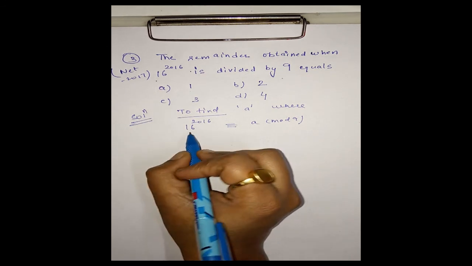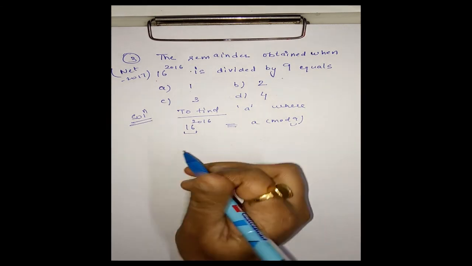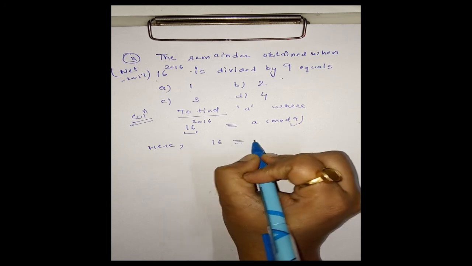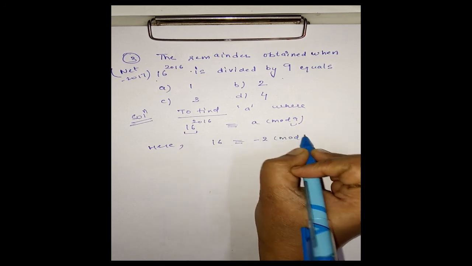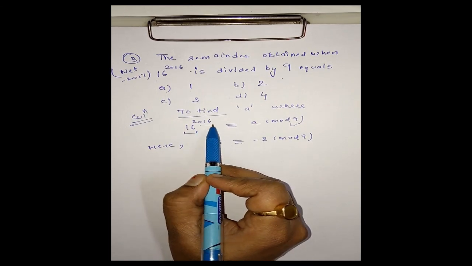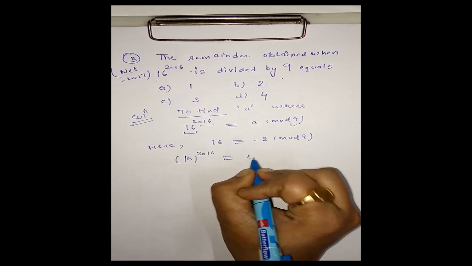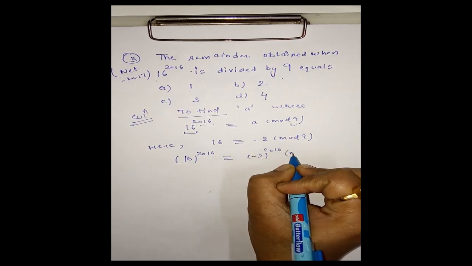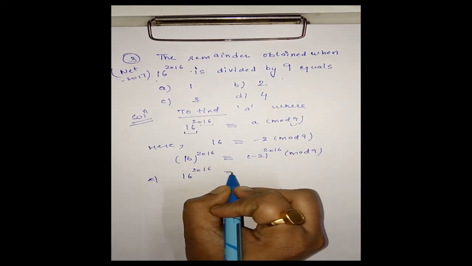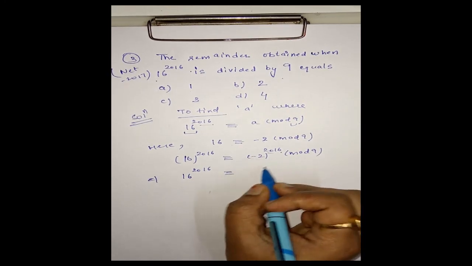Now 16 and 9, and we know 9 times 2 is 18. So we can start with this: 16 is congruent to minus 2 modulo 9. Now we have to reach this power 2016. This will imply minus 2 power 2016 modulo 9. Clear? This will give us, since this is an even number, minus will get plus sign instead of minus.